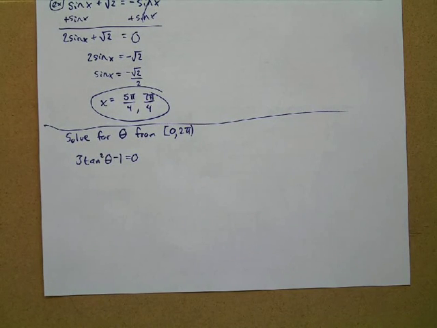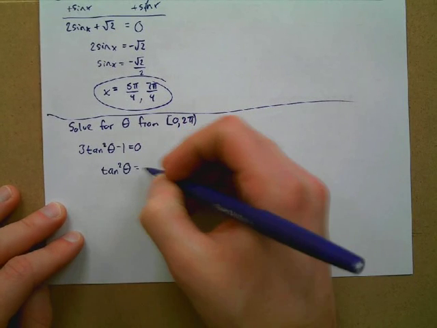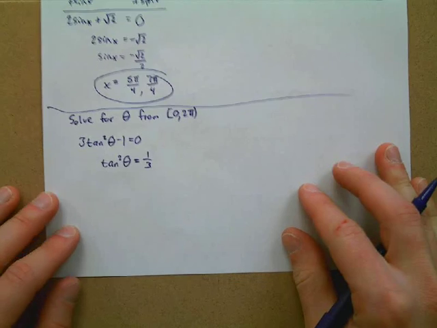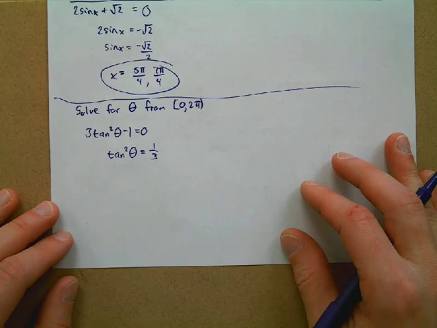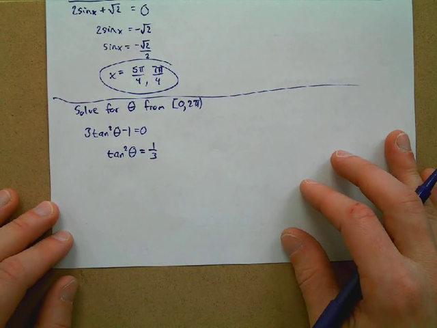Let's go to someone, Madison. Madison, how should we go about solving this trig equation here? What do you say? Isolate the trig. Okay, so what would I need to do that here? Add 1, divide by 3. Okay, I'm going to do that all at once. Tangent squared of theta equals 1/3. Anything else we should do here? So we have tangent squared of theta. Yes, square root both sides, exactly right.